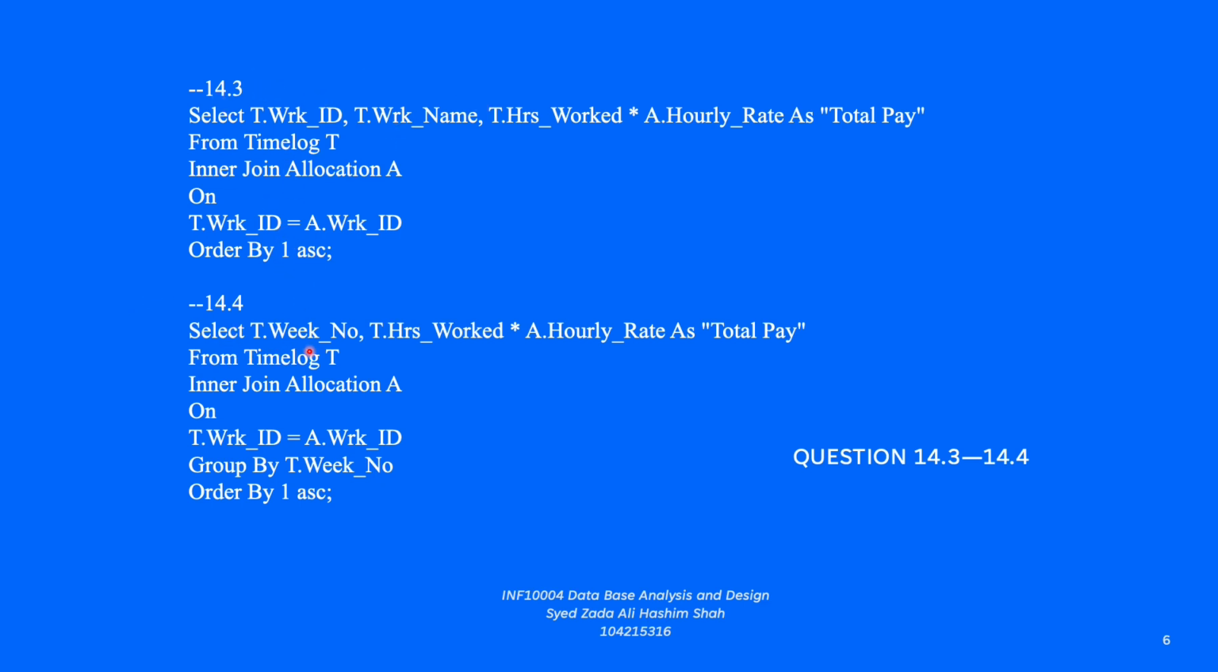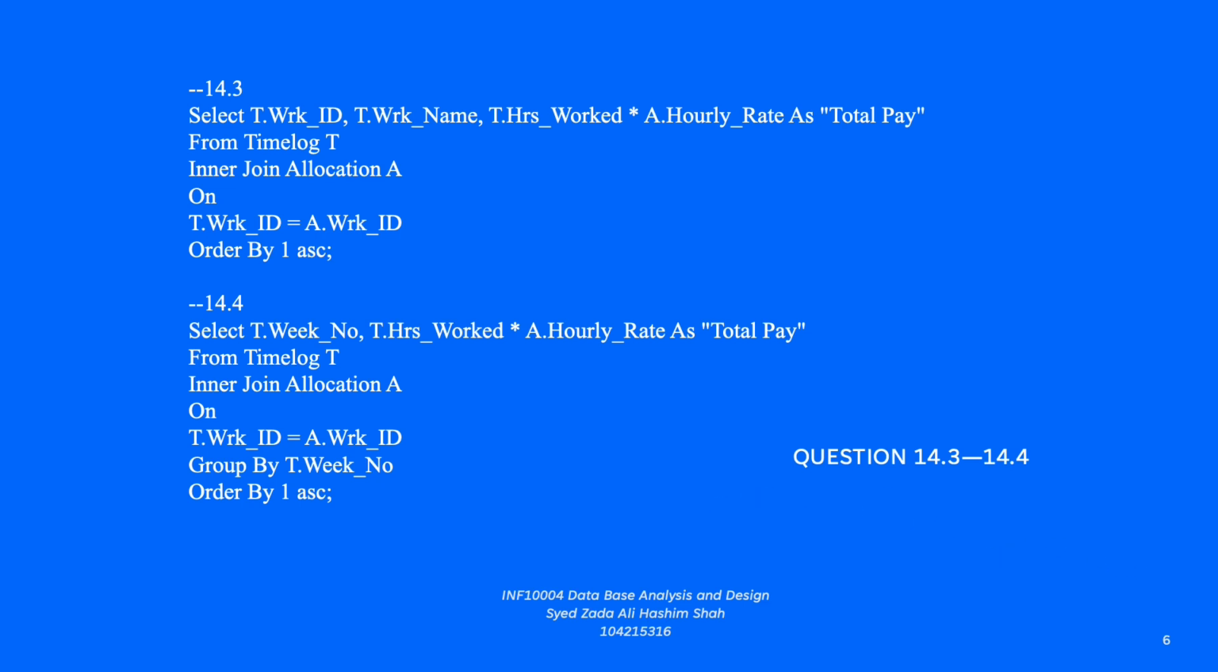In the next query, select T.week number and T.hours, all multiplied by the hourly rate as total pay, from the time log table T, as an inner join on T.worker ID and A.worker ID, group by T.week number, and order by 1 in ascending order.